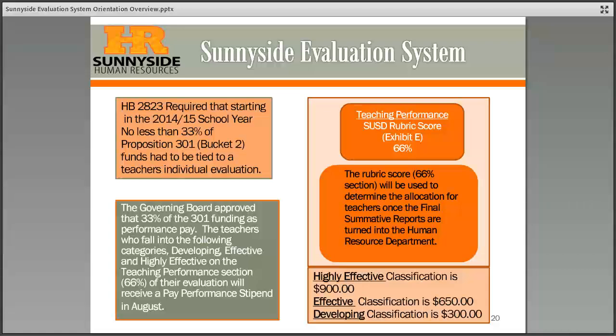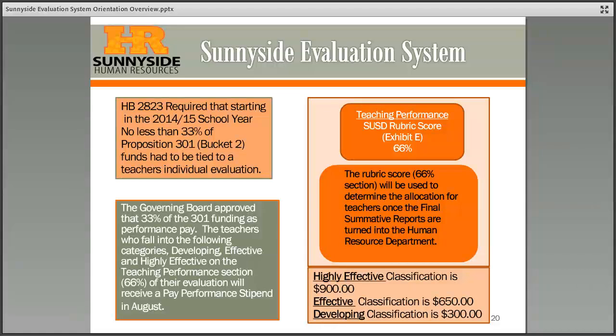Pay for performance. HB 2823 required that starting in the school year 2014-15, no less than 33% of Prop 301, which is in bucket 2, money had to be utilized for teachers' individual evaluation results. The governing board approved that 30% of the 301 funding from bucket 2 would fall into the following categories. If you received a developing, effective, or highly effective on the teaching performance section, which is the 66%, you would receive a pay for performance stipend in August of the following year.